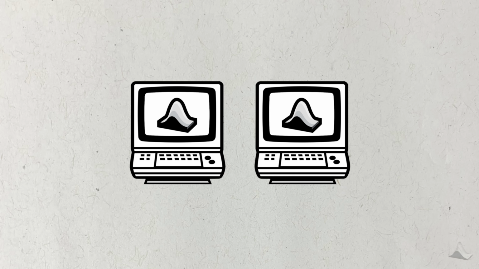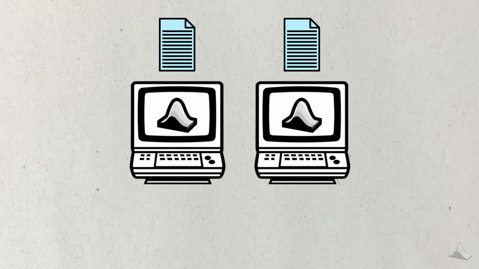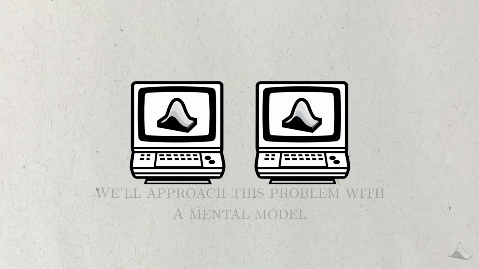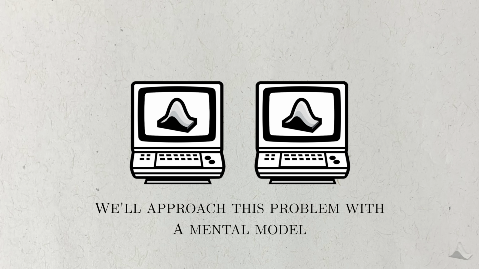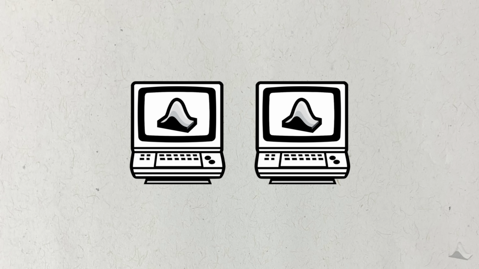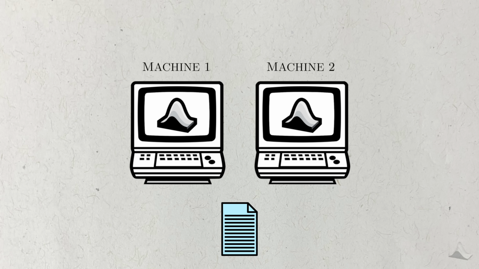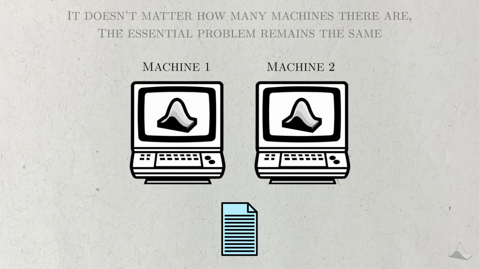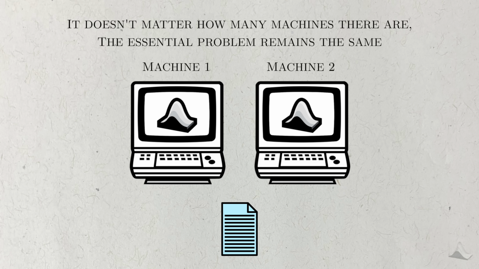But we have a problem. If I send this code to the HPC in its current form, then each machine will be duplicating all of these replications. Not good. We'll approach this problem with a mental model. Imagine 2 computers. Let's call them Machine 1 and Machine 2. We need to be able to send the same code to both of these machines, but have them work on mutually exclusive sets of replications. The good thing about this mental model is that it doesn't matter if we have 2 or 100 computers in the cluster. The essential problem remains the same.